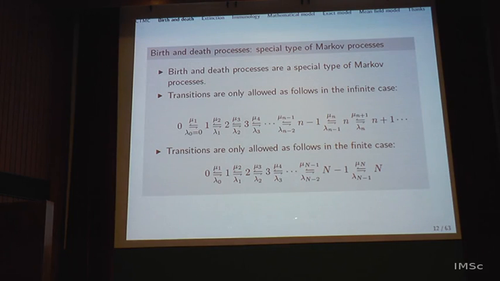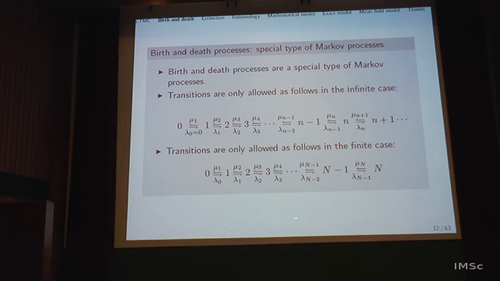So what is a birth and death process? A birth and death process is nothing else but a very special type of Markov process in which the transitions take a peculiar or particular form. Transitions in this case are allowed as follows. If I am writing here 0, 1, 2, 3, my possible states, a birth and death process is a Markov process in which I only have transitions between nearest neighbors.